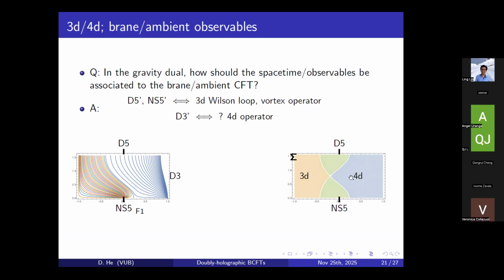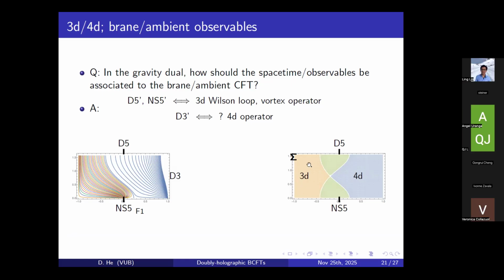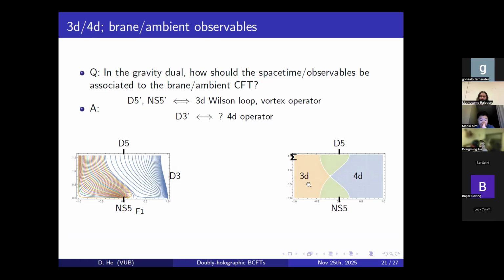So roughly speaking, one can think of the left side as associated with the defect degrees of freedom, and the right-hand side as associated with the ambient degrees of freedom. There is also an intermediate side which supports both degrees of freedom, and the interpretation is less clear on this side.